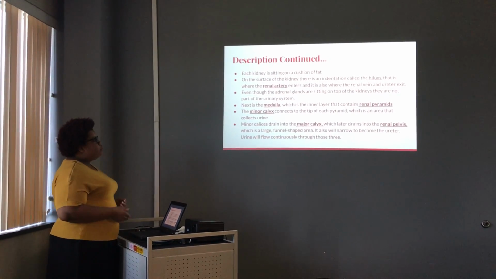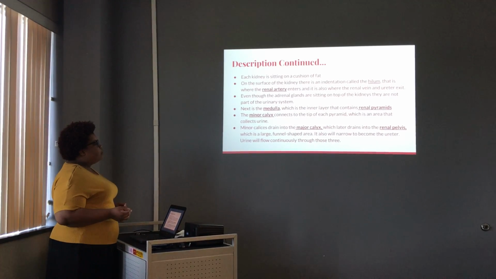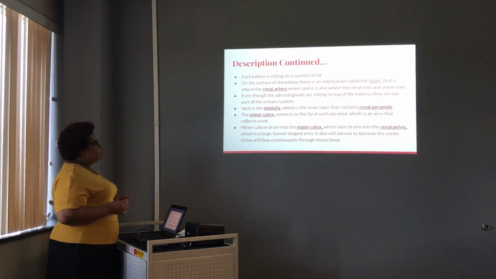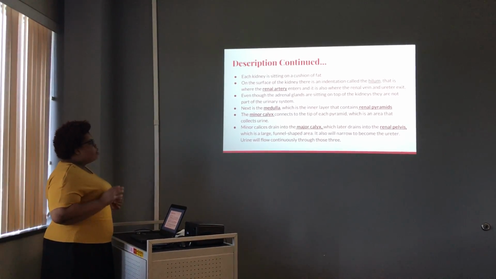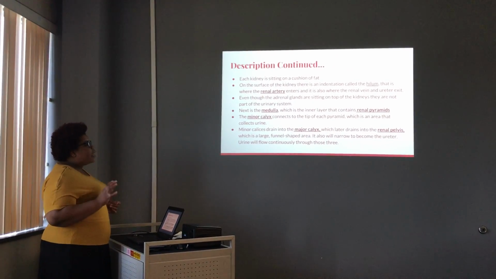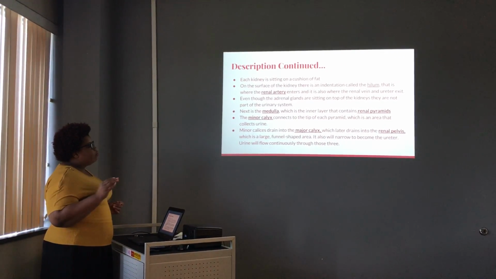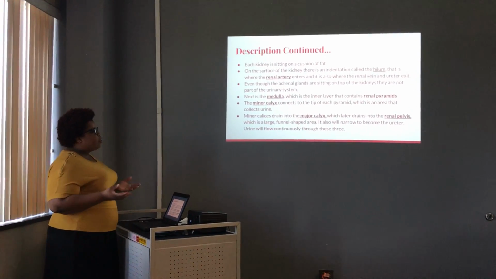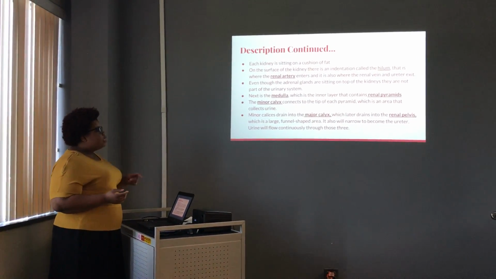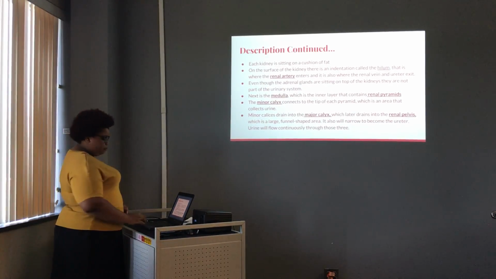Next is the medulla, which is the inner layer that contains the renal pyramids. The minor calyx connects to the tip of each pyramid, which is an area that collects urine. The minor calyces drain into the major calyx, which later drains into the renal pelvis, which is a large funnel-shaped area. It is also narrowed to become the ureter. Urine will flow continuously through these three.